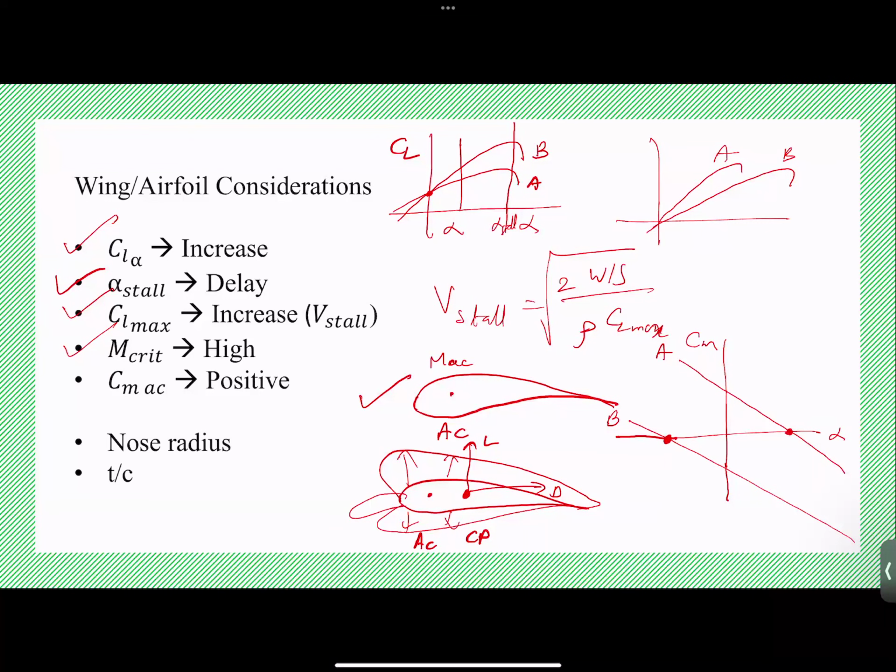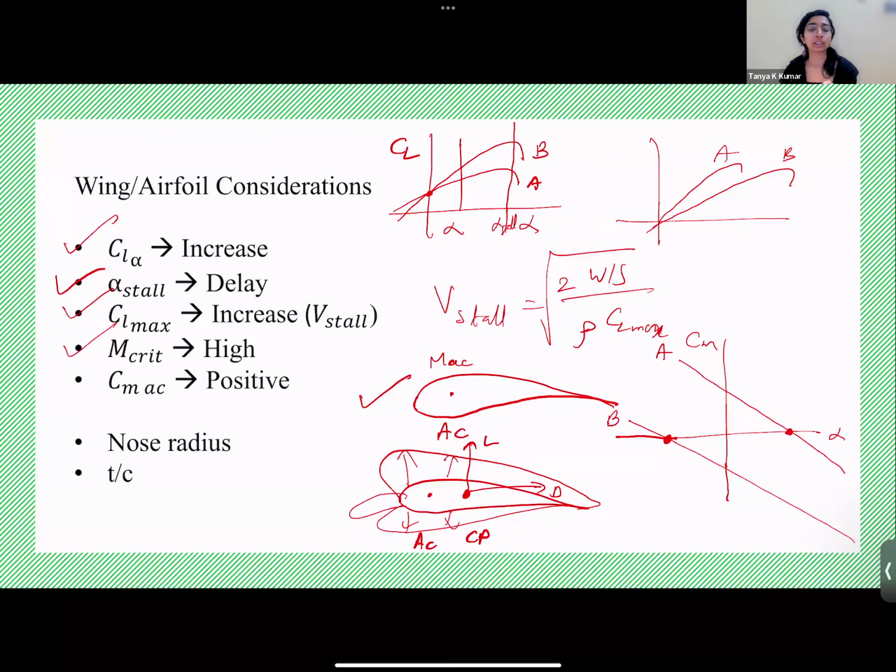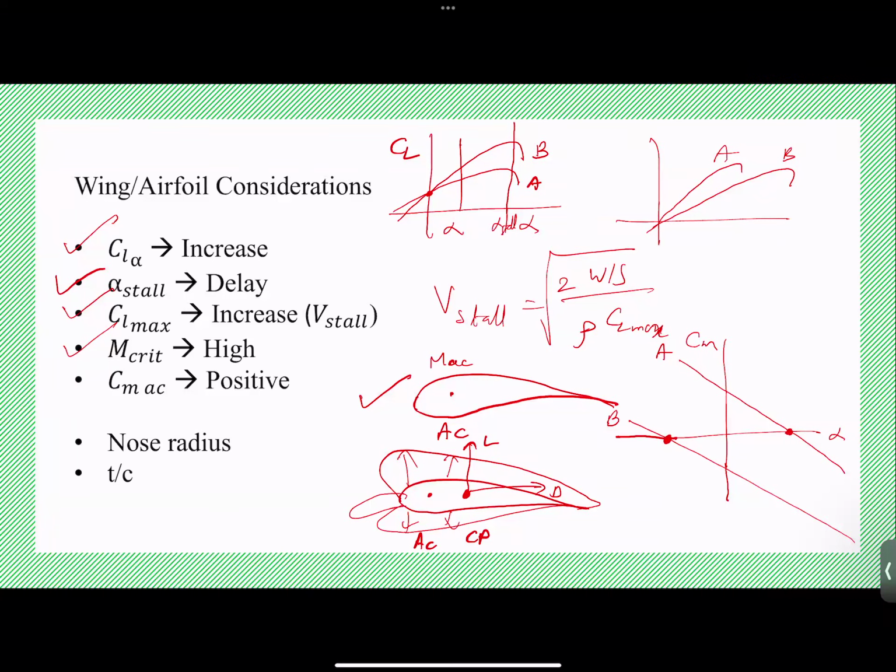Yes. So that is your CMAC. Moment at the aerodynamic center is because you transfer the forces from CP to AC. Now, can you tell me if the moment at the aerodynamic center is positive, negative, or zero for a positively cambered airfoil, the one that we've drawn here? It's negative, yes.